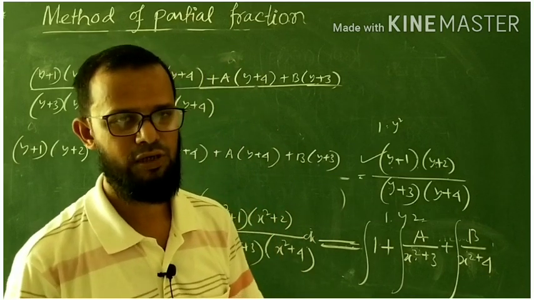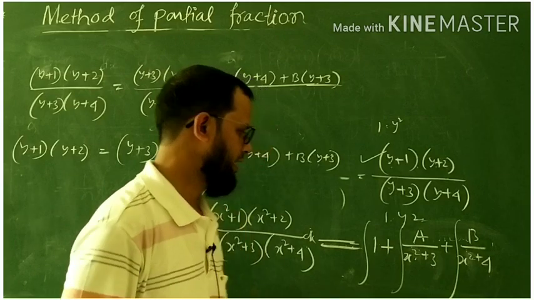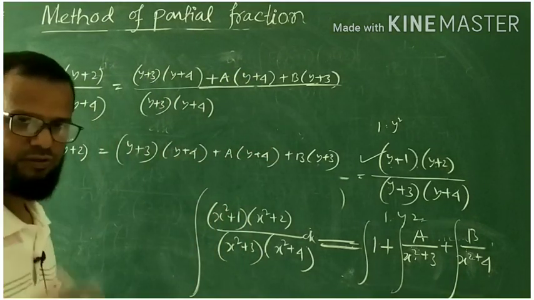So what formula we are going to apply? The formula is integration dx by x square plus a square, which is equal to 1 by a tan inverse x by a. समझ में आ रहा है कि आप लोगों को?